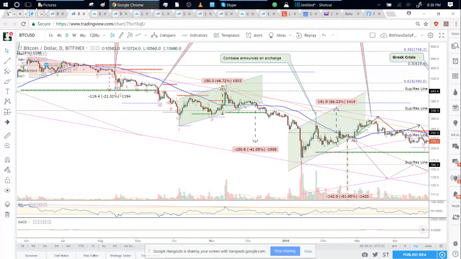And what about Neo? Neo is the Chinese Ethereum, right? I mean, if I think Ethereum's a scam, what do you think I think about Neo? It's even worse.